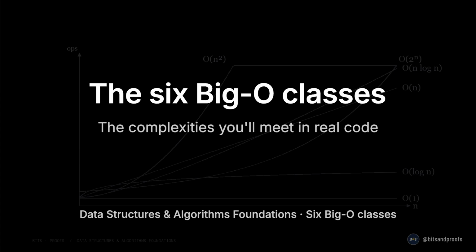The 6 big O classes. The complexities you'll meet in real code. There are infinitely many possible big O expressions in principle, but in practice, almost every algorithm you'll write or read falls into one of 6 classes. Learn these 6 and you can read any function's complexity.